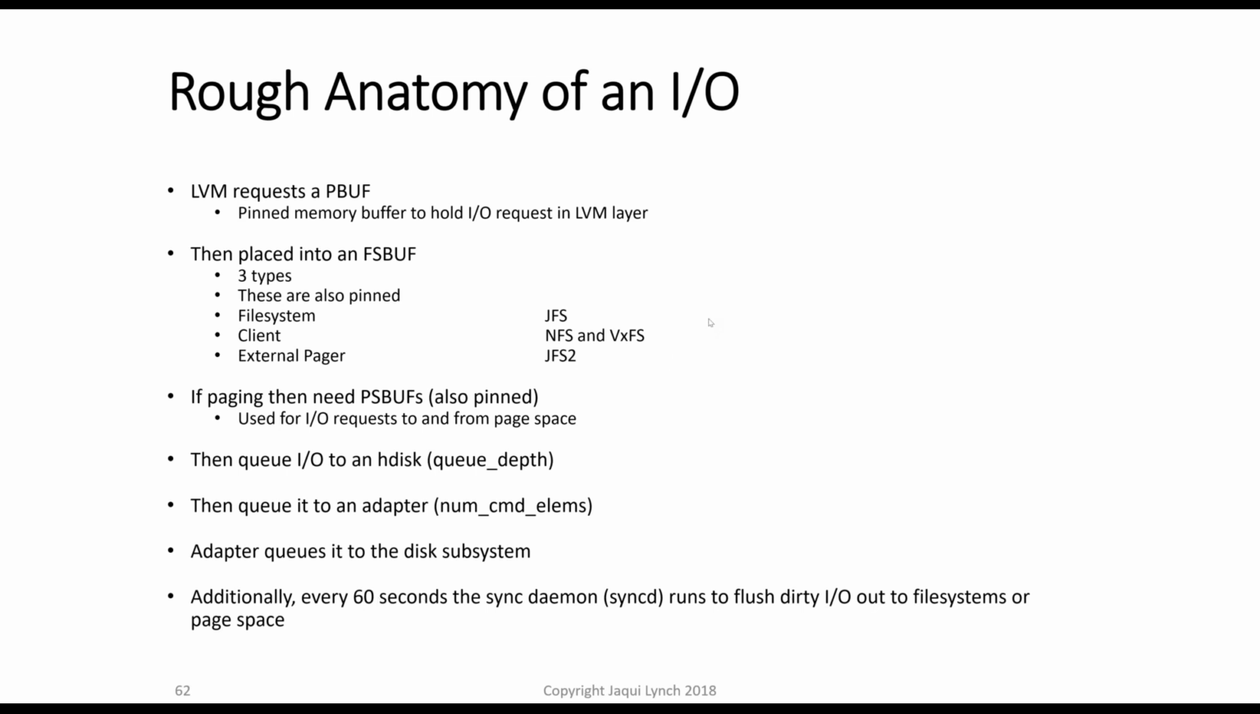And that's why it's not uncommon to see bursts of page outs on a busy I/O system, where it's basically taking pages in memory that are file system pages that have been updated and writing them out to the file system.